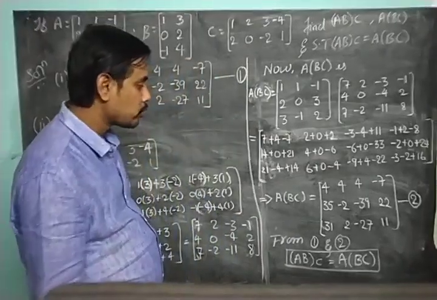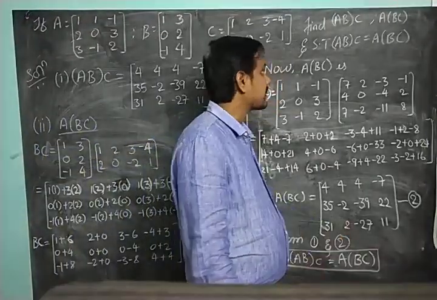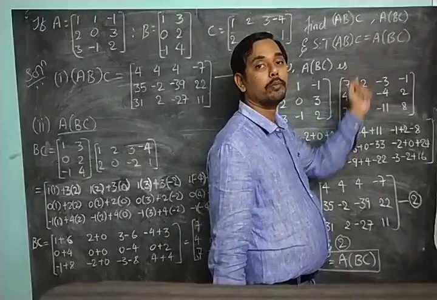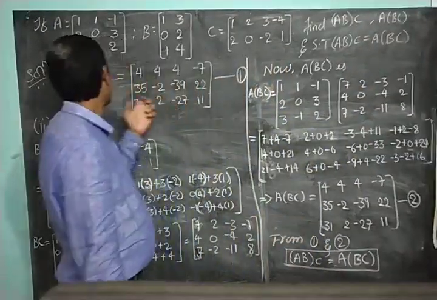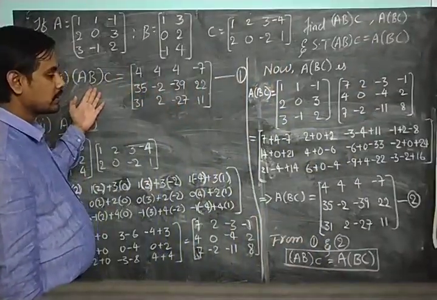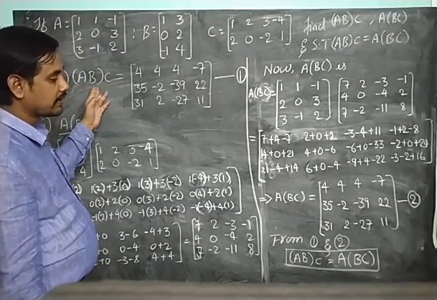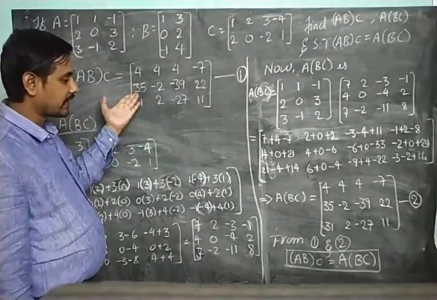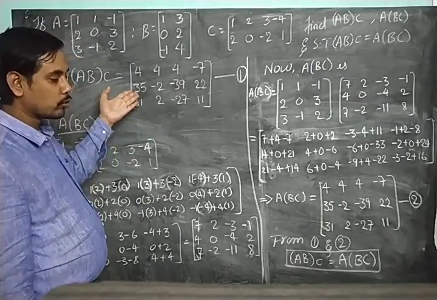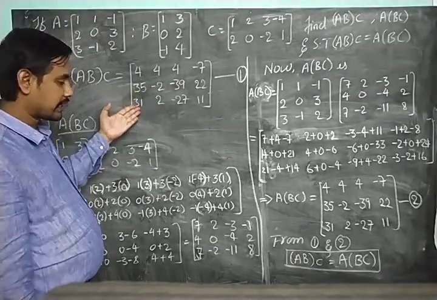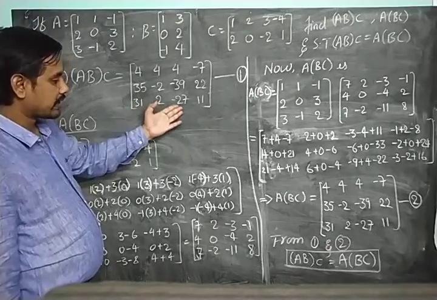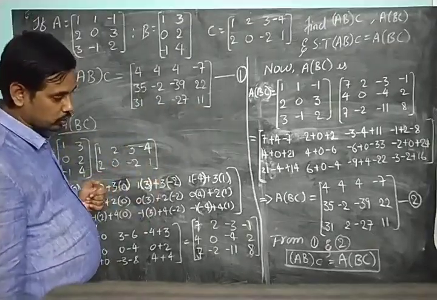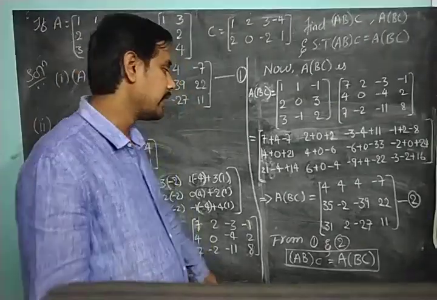This is A into BC. Right? Mark it as equation 2. We got the value of A into BC. Now check whether it is equal to AB into C. So first row 4, 4, 4, minus 7. There also 4, 4, 4, minus 7. Second row 35, minus 2, minus 39, 22. So 35, minus 2, minus 39, 22. And third row is 31, 2, minus 27, 11. So there also we got 31, 2, minus 27, 11.